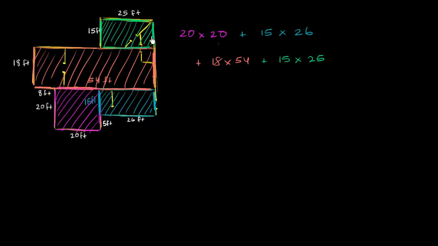So what is 20 times 20? Well, this is going to be 400. What's 15 times 26? Well, let's multiply it out. 26 times 15. 6 times 5 is 30. 2 times 5 is 10, plus 3 is 13. Now I'm going to multiply a 10 times 26, gets us to 260. And you add these two together, you get 390. So it's 400 plus 390.